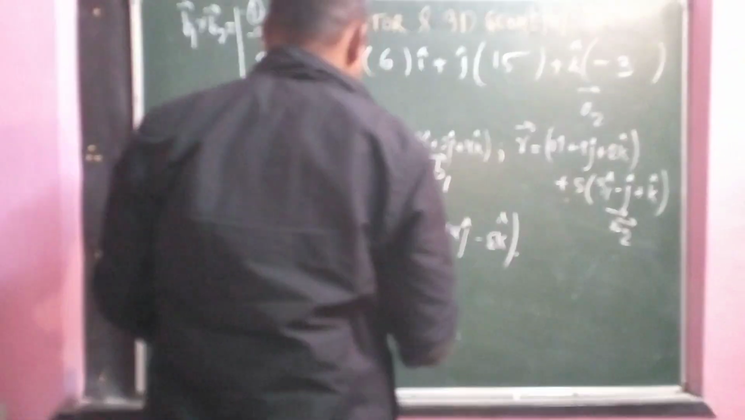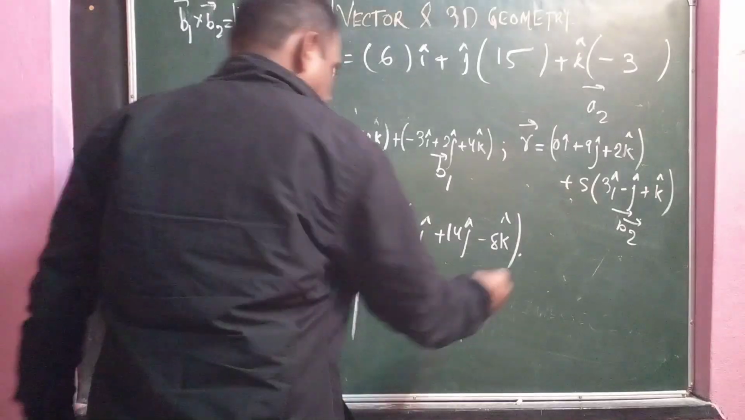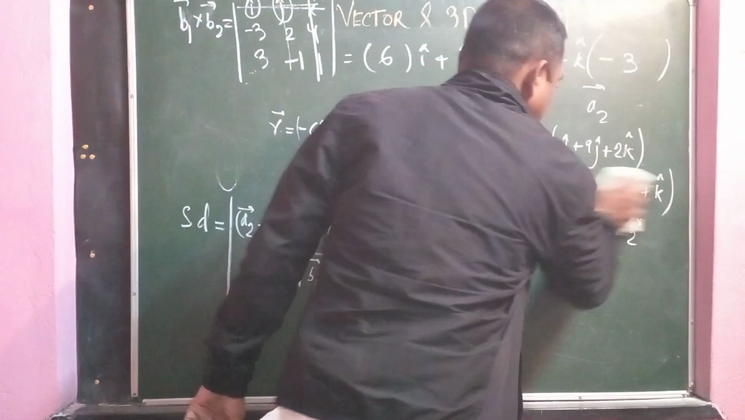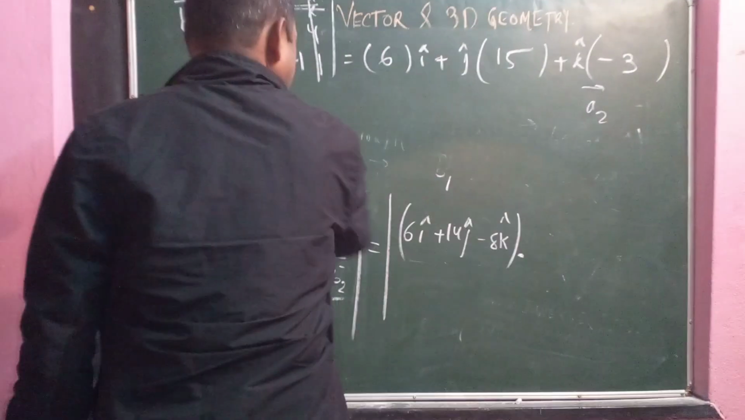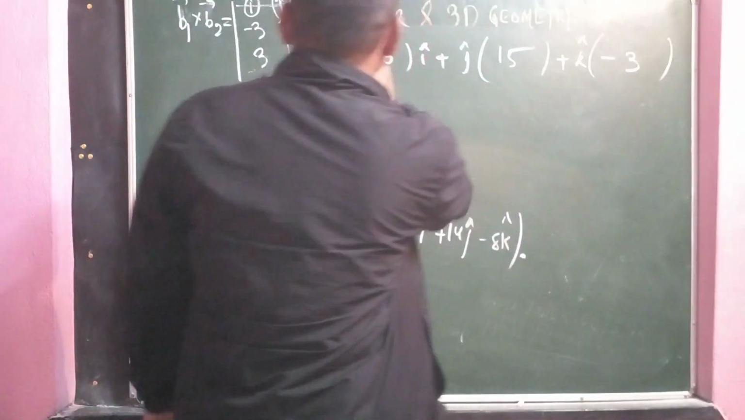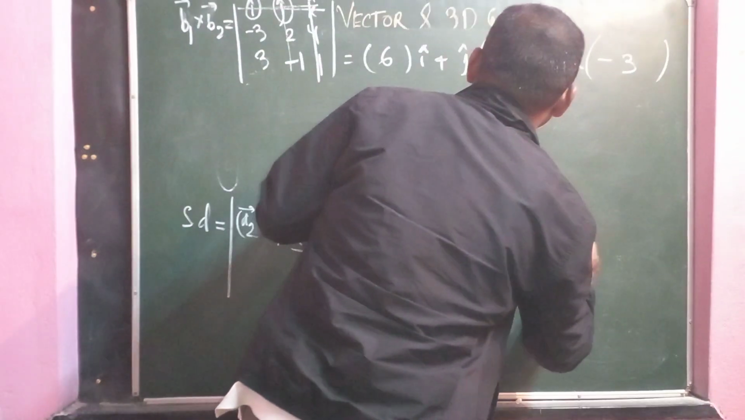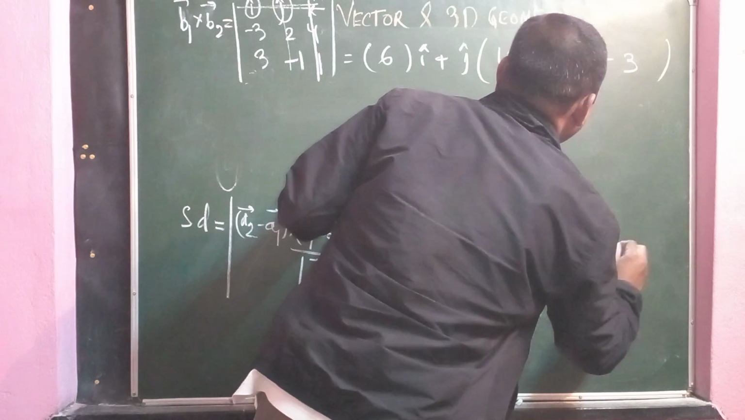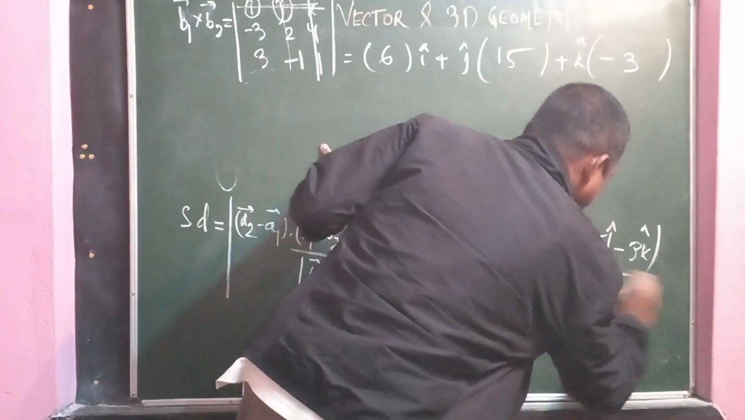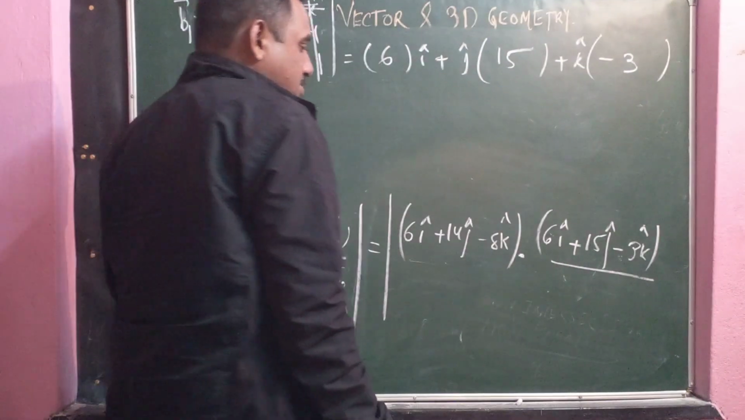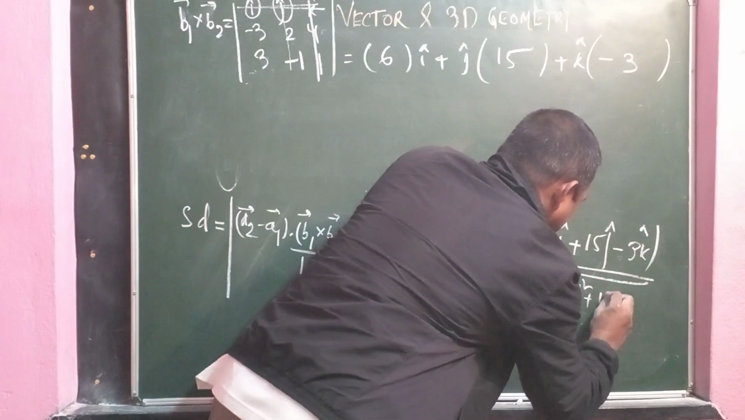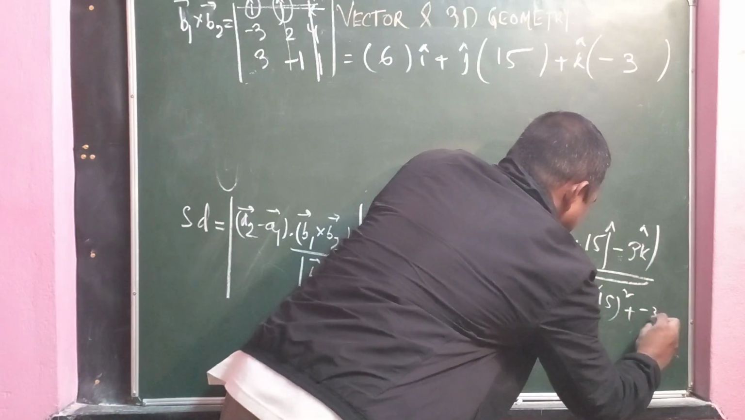So B1 cross B2 dot. It is dot. 6 i cap plus 15 j cap minus 3 k cap. The unit vector of B1 cross B2 is along the direction perpendicular to B1 and B2, so divide by the root over 6 square plus 15 square plus minus 3 square.